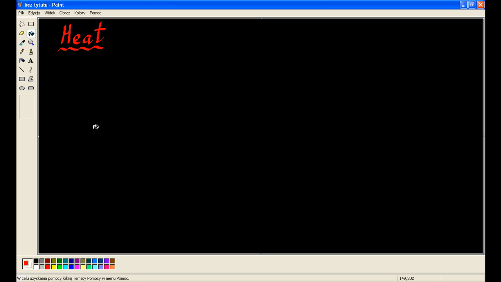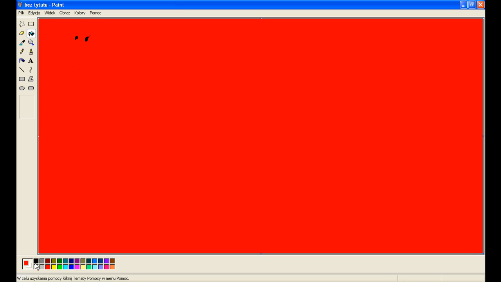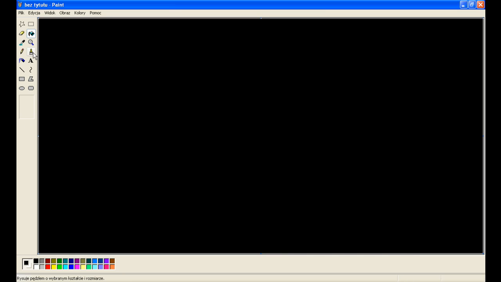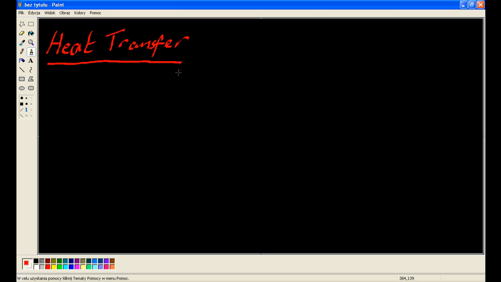Okay, let's clear that away, and let's talk about heat transfer. Now there are different ways in which heat can be transferred from one place to another. That heat can travel from, for example, point A to point B. And we're going to have a look at some of these different ways that heat travels.